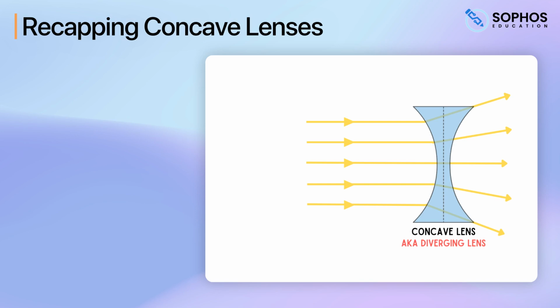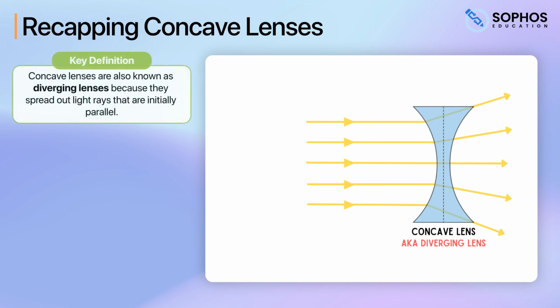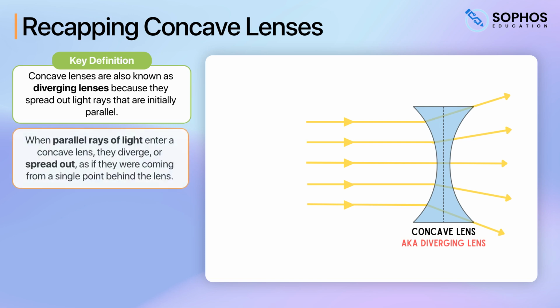To begin, let's recap what a concave lens is and how it interacts with light. Concave lenses are also known as diverging lenses because they spread out light rays that are initially parallel. When parallel rays of light enter a concave lens, they diverge or spread out, as if they were coming from a single point behind the lens.